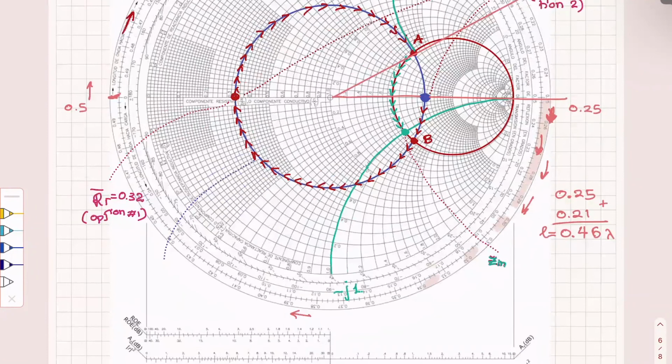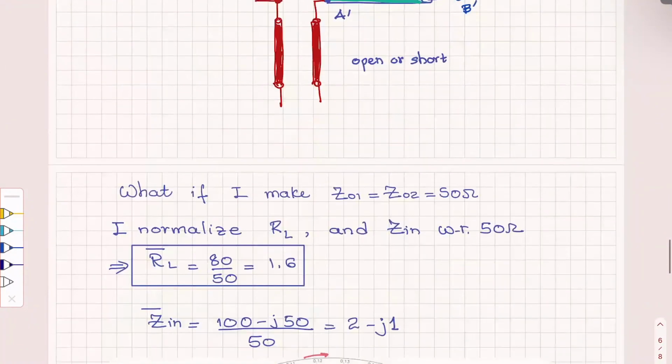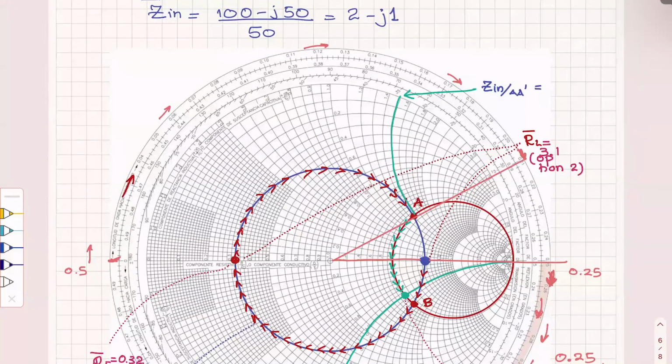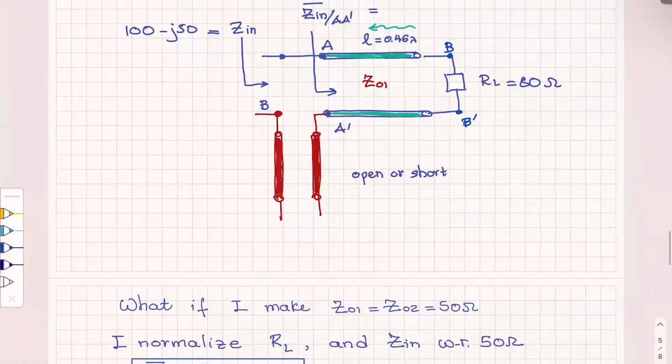So here is going to be, let me write it down. That point A. So Z input here, which is practically your Z input at A prime, will be 3. No, excuse me, 2. And then the reactive part is up here, plus J1.5. All right. And then we want this to go to Z in, and we have found Z in normalized.